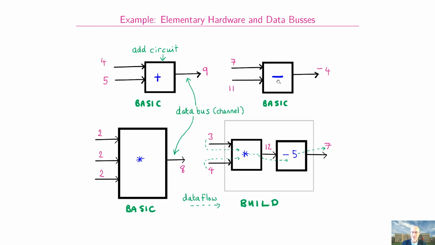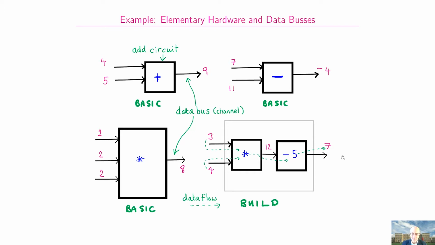And here we have subtraction. So 7 and 11 are input, -4 is output. Another example, slightly different, multiplication. So here we've got 3 inputs, and we've chosen values of 2, 2 and 2, and so we get an output of 8. I've labelled the arrows data bus, or sometimes we say data channel. And the idea is that inside the machine, data values, like the numbers that we see here, can flow around the hardware inside the machine.